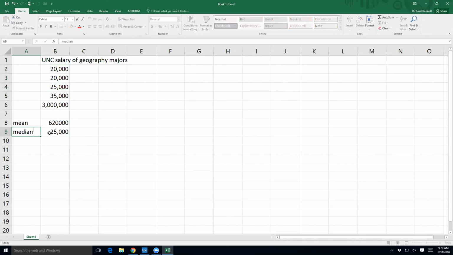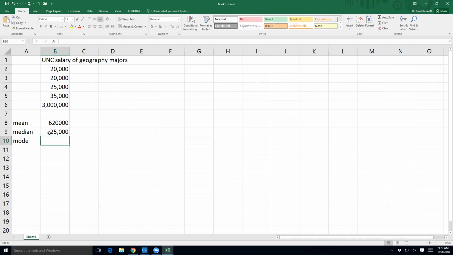That becomes my median. So now what I would ask again is, between the mean and the median, which do you think is a better representation for the quote-unquote average salary? And I think you would all agree that the median is the best.